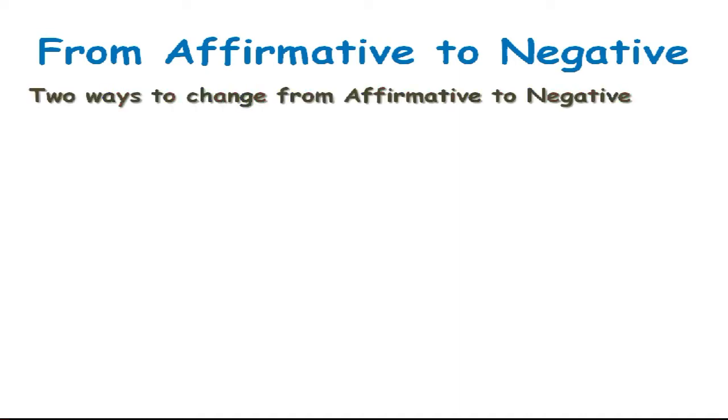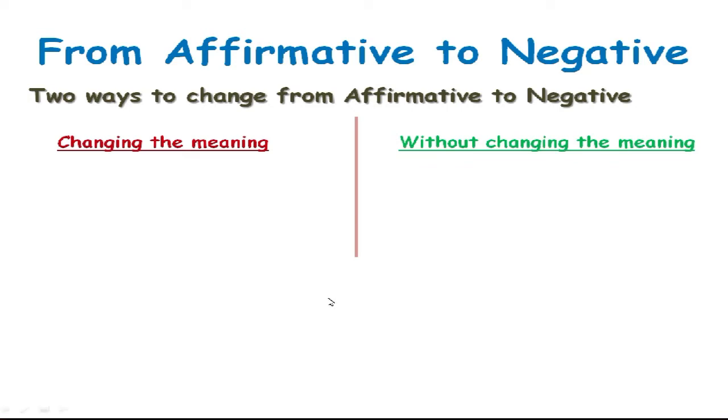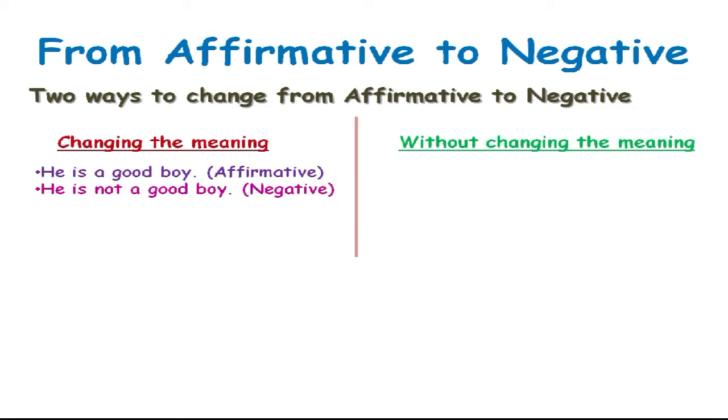Now, I'll show you how you can change your sentences from affirmative to negative. There are two ways to change sentences from affirmative to negative. One, by changing the meaning, and the other is without changing the meaning. Now let's look at the sentences under changing the meaning. The first sentence is he's a good boy, and it is an affirmative sentence. Affirmative sentences, as I told you, are positive sentences. Now if I have to make it negative, what will I do? I can add no or not. What will fit here? He is not a good boy. So this is my negative sentence.